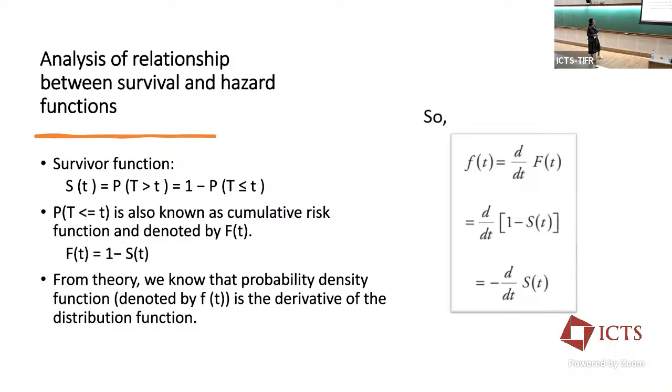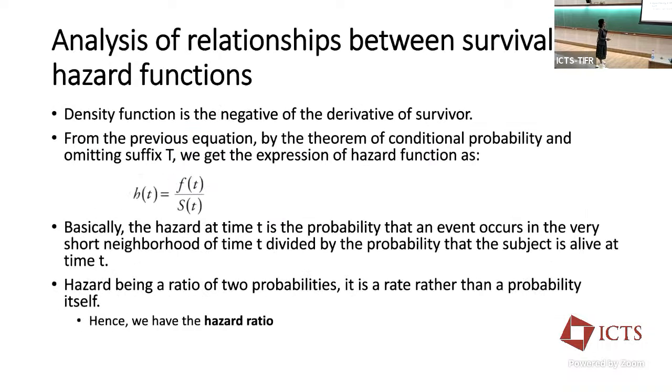So it's the negative derivative of the survival function. So the density function is the negative of the derivative of the survival function. From the previous equation, by the theorem of conditional probability and omitting the suffix t, we get the expression of the hazard function as f(t) over S(t). Hazard function is equal to f(t) over S(t), the survival.